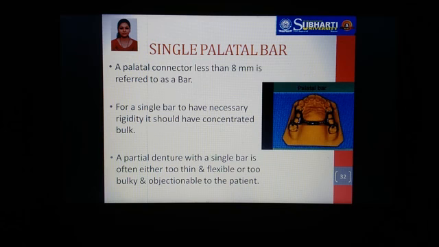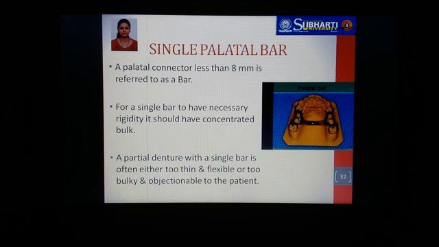So if we are keeping in mind that we have to keep the width of the prosthesis very thin, then we have to increase the bulk, and that can be very problematic to the patient. But if we think that we also have to reduce the bulk and keep the width also less than 8 millimeters, then it is going to be flexible and the rigidity will be compromised.